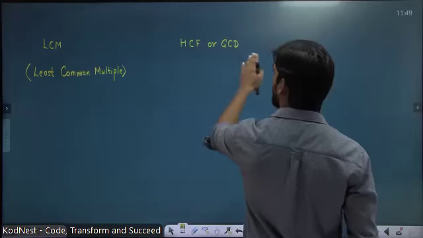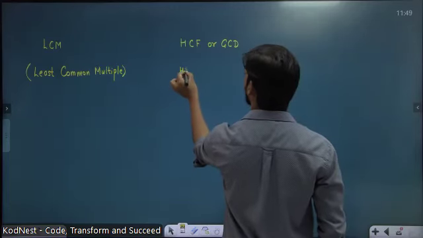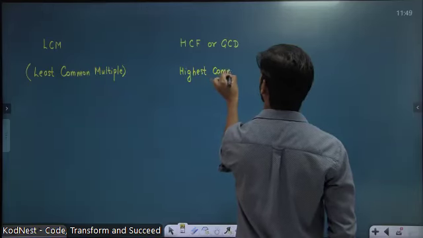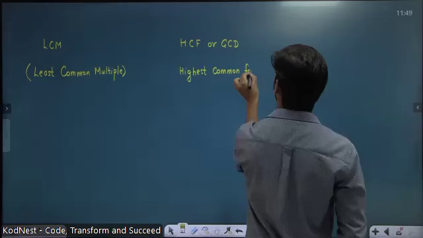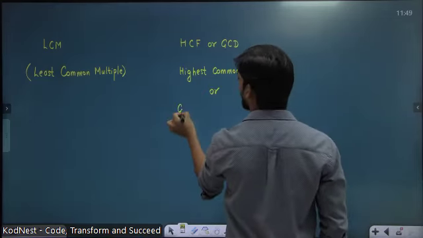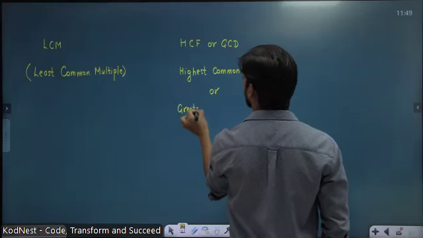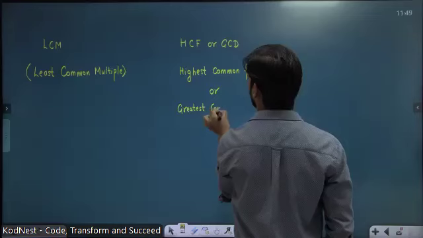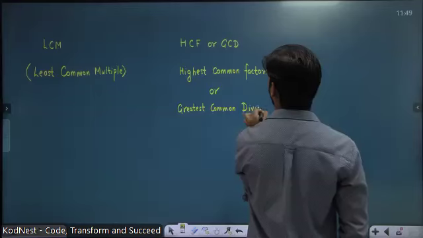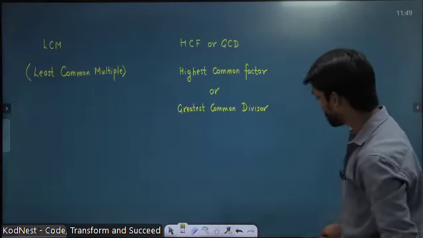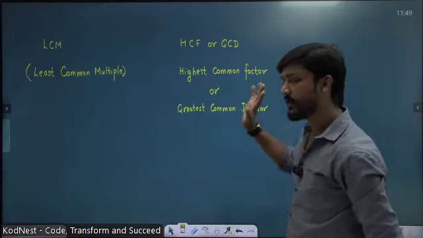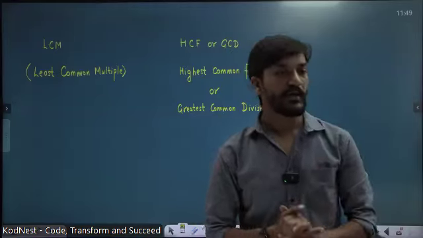HCF means highest common factor, or GCD, which means greatest common divisor. The meaning is the same: highest, greatest; common; factor, divisor. The first question I will ask you.